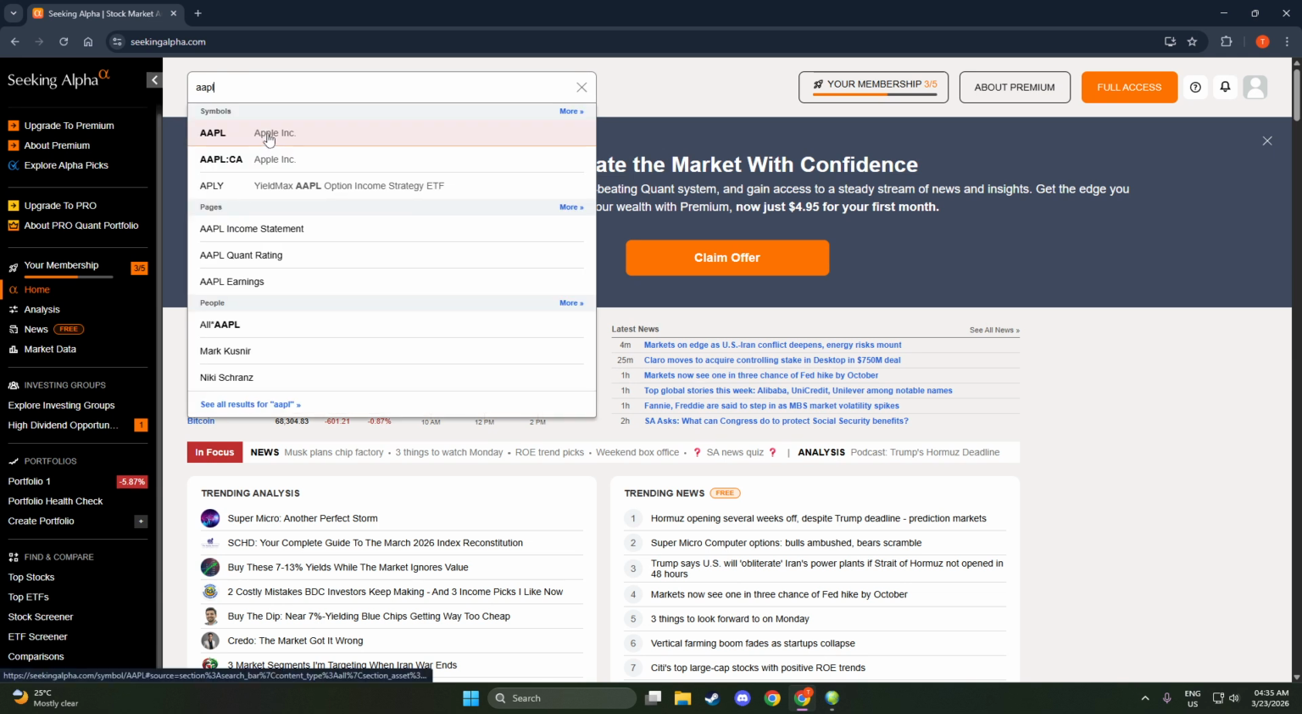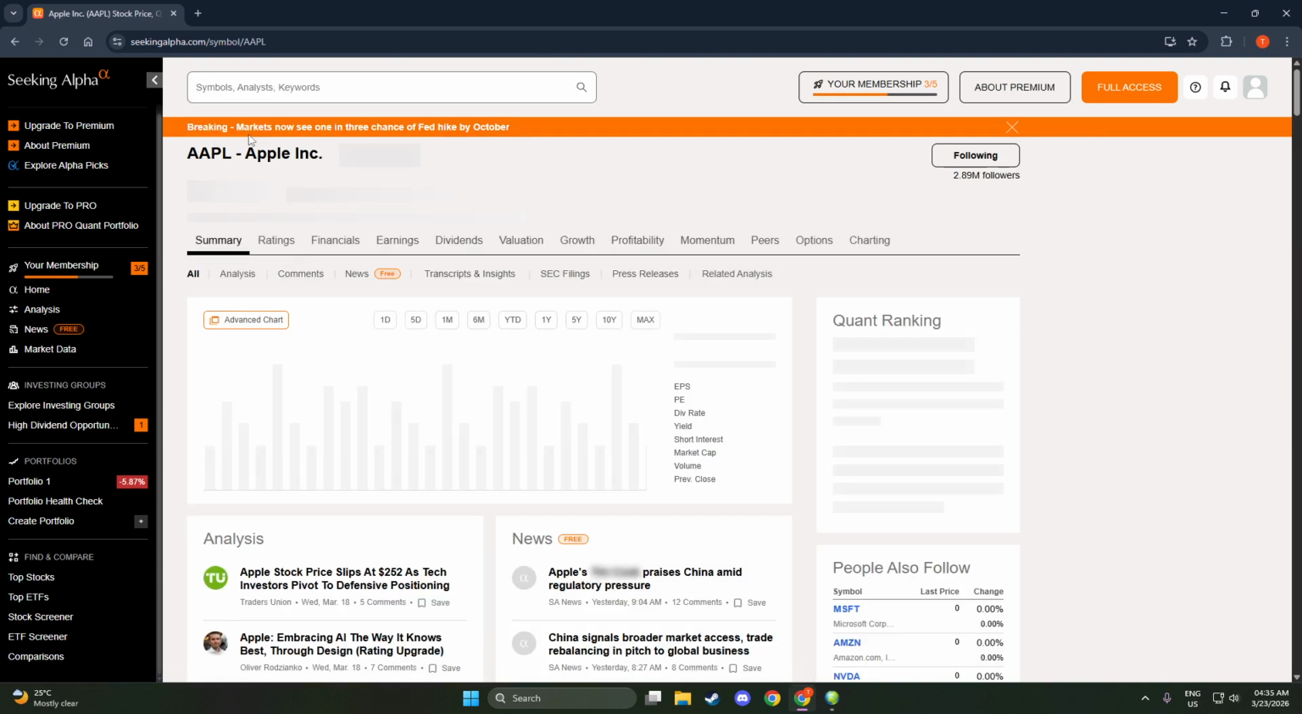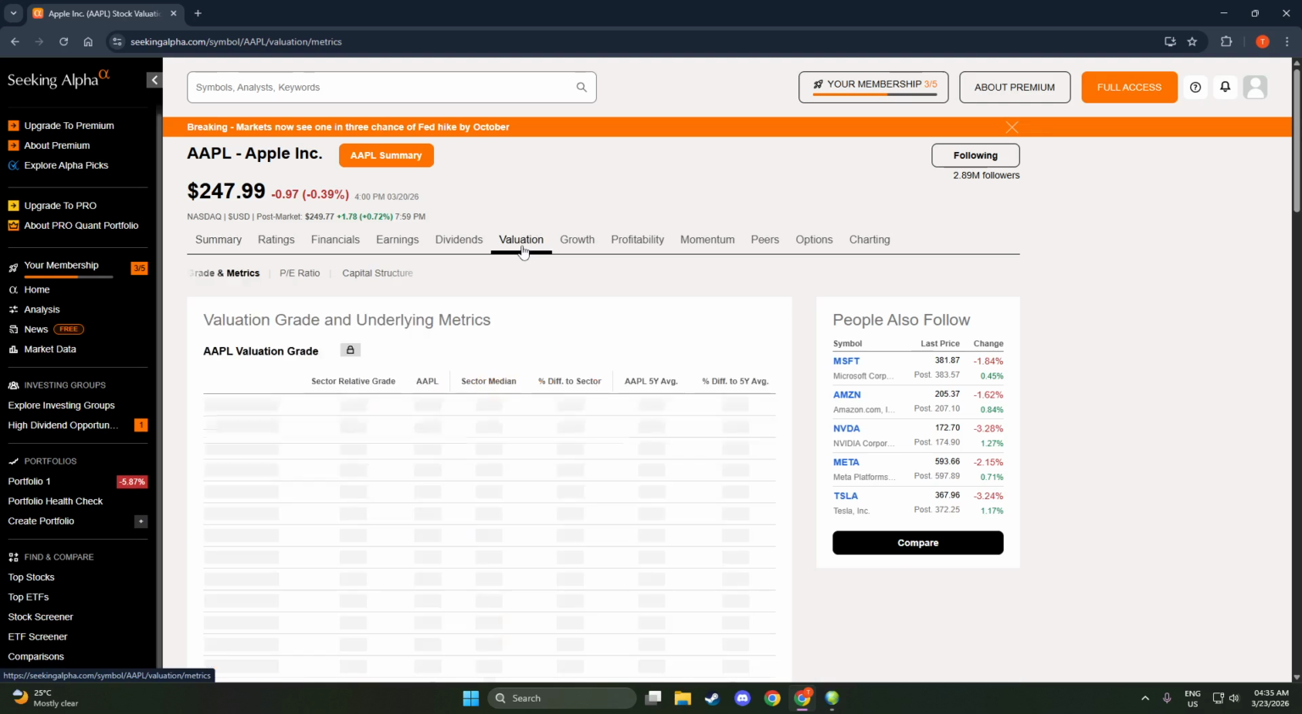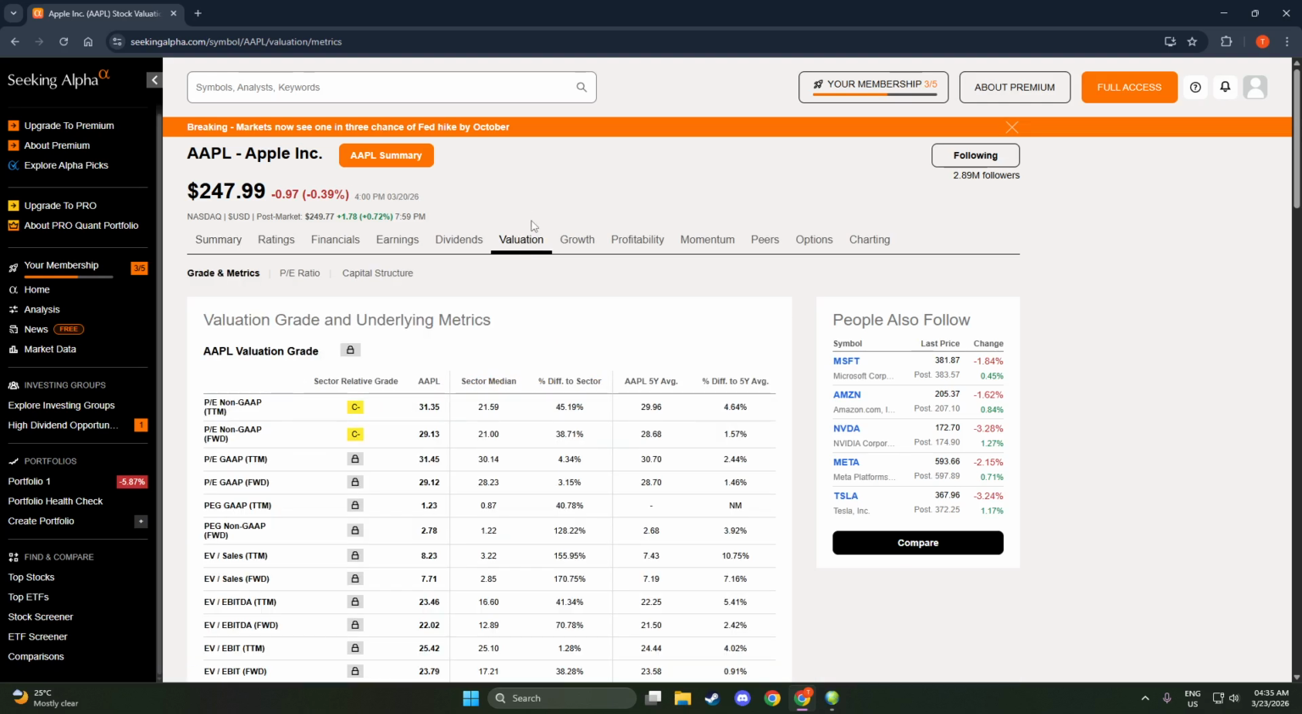Next, look to the right-hand side of the page for a section labeled Valuation, or sometimes Ratings or Quant. This panel is designed to surface the most important valuation information without making you dig. If you see a small caret or drop-down arrow, expand it to reveal the full set of metrics. On mobile, this section may appear lower on the page, so scroll until you find it.